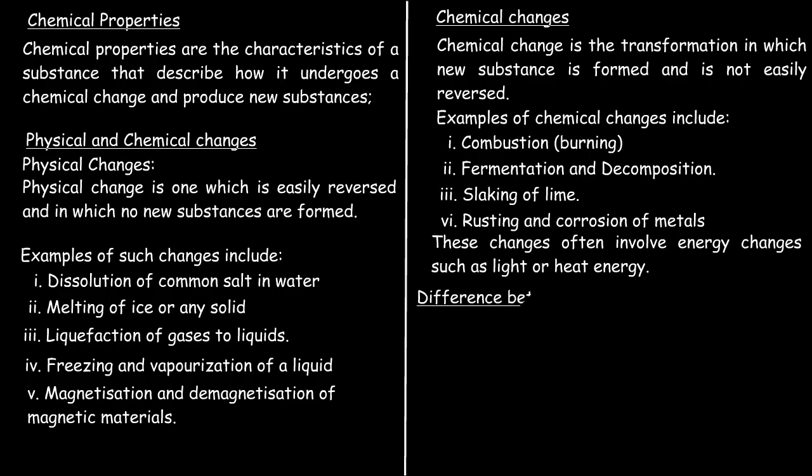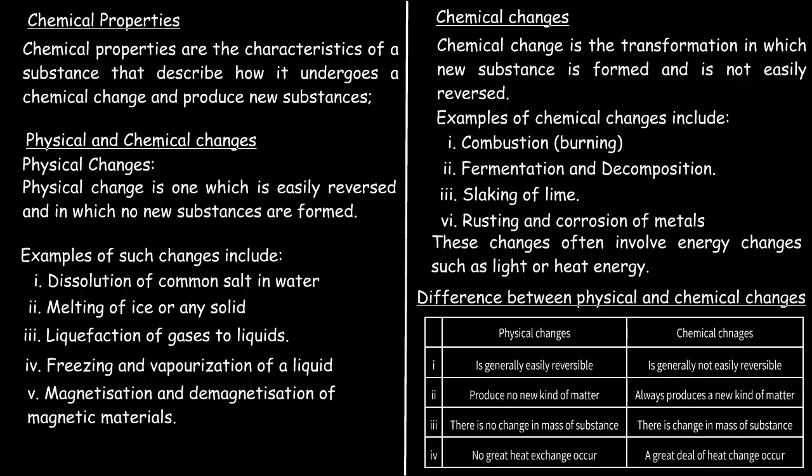Now, what are the differences between physical and chemical change? For physical change, 1. It is generally easily reversible, while for chemical change it is generally not easily reversible. 2. Physical change produces no new kind of matter or no new kind of substance, while chemical change always produces a new kind of matter or a new kind of substance.